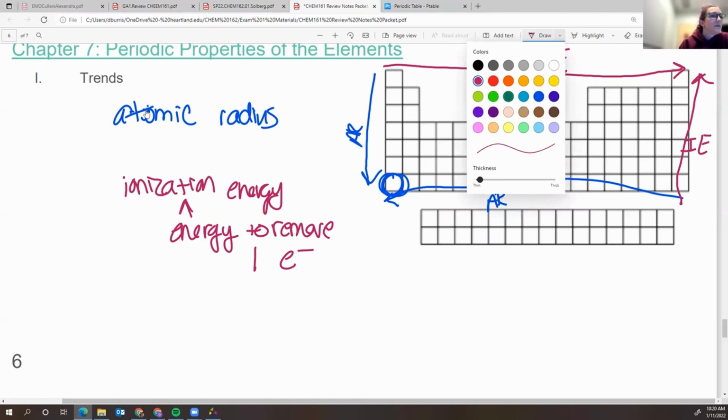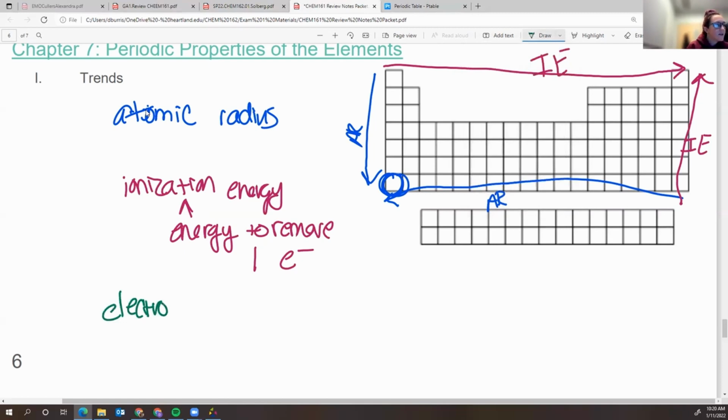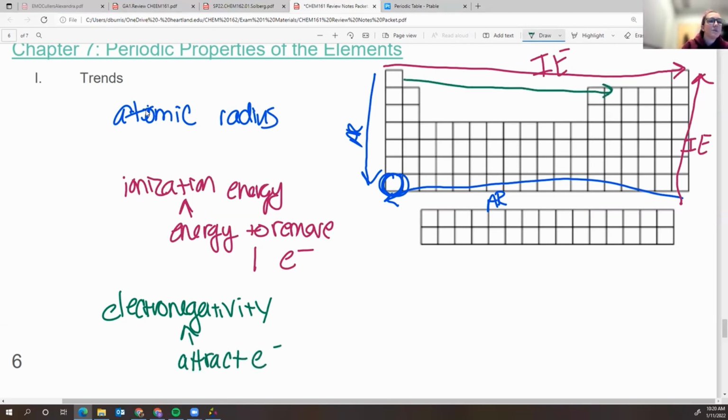Last one we need to know, let's do green, is electronegativity. Right, this is really important when we talk about polarity and things. So that's just its ability to attract an electron. Okay, so electronegativity is going to go with ionization energy, that way, except fluorine is the most electronegative element. Noble gases do not have electronegativity. They don't want any electrons. They are good. They're happy. They have a full octet.